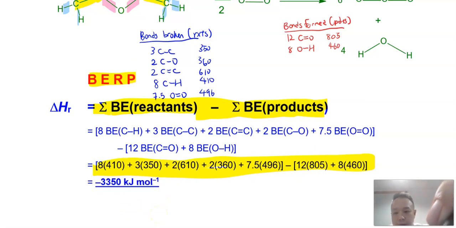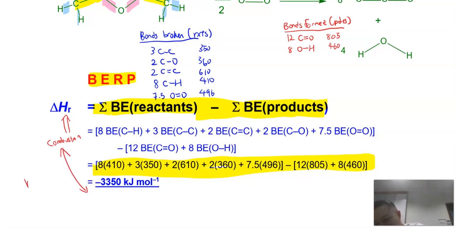kJ per mole. Again, from this reaction, you can know that this is a combustion reaction. So have some basic chemistry sense. Combustion is likely to be highly exothermic, and therefore you expect your value to be negative.